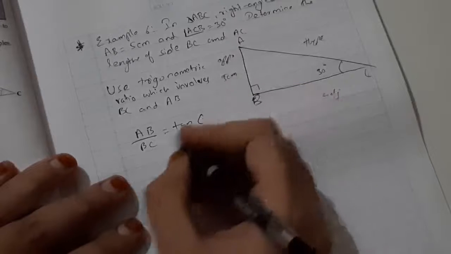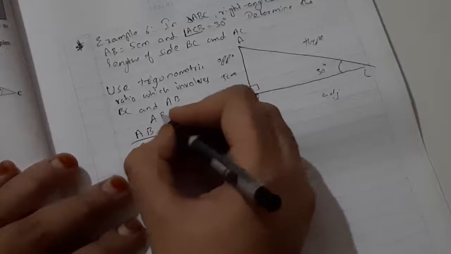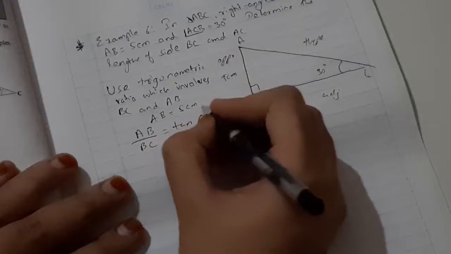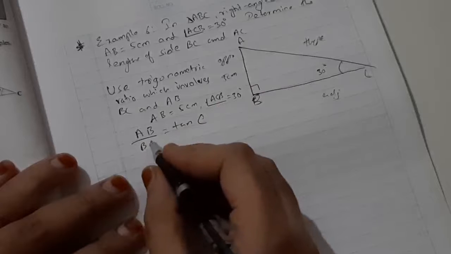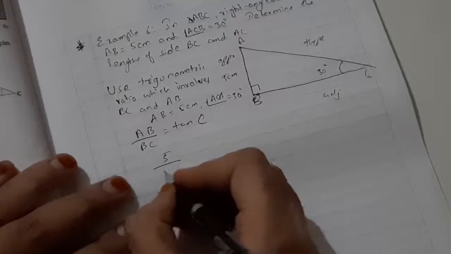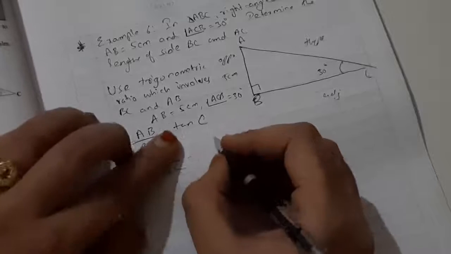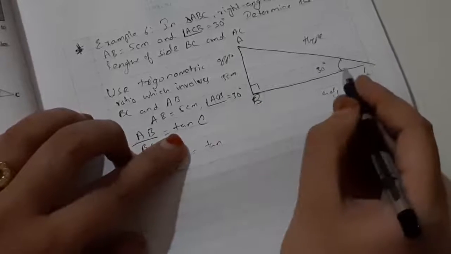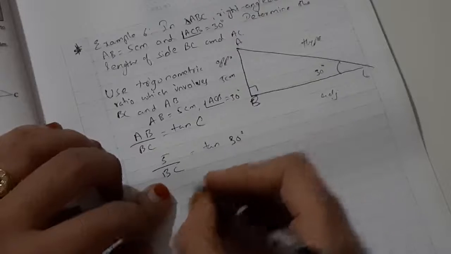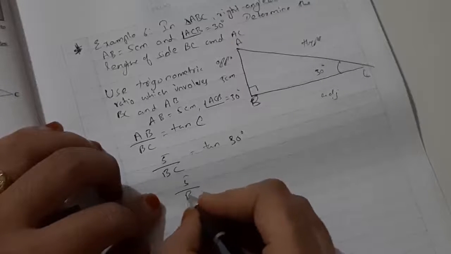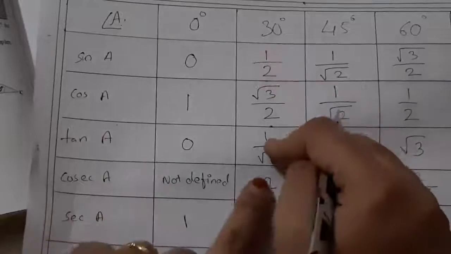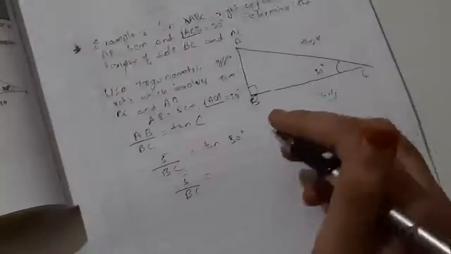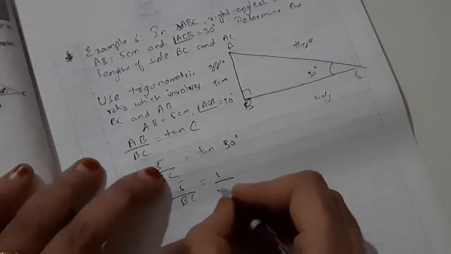What is AB? AB is equal to 5 centimeter and angle ACB is equal to 30 degree. So AB is 5 divided by BC. What is tan C? Tan is 30 degree because angle C is 30. So it is tan 30 degree. What is tan 30 degree, guys? Here we are going to use the chart. We need 30 degree and tan. So tan 30 degree is 1 by root 3. So this is 1 divided by root 3.